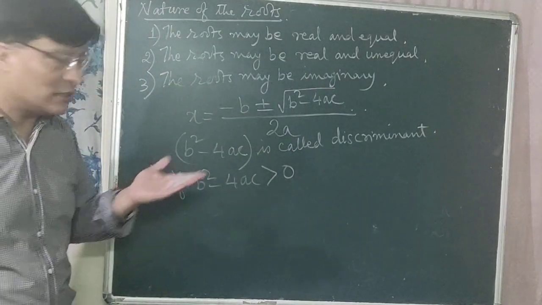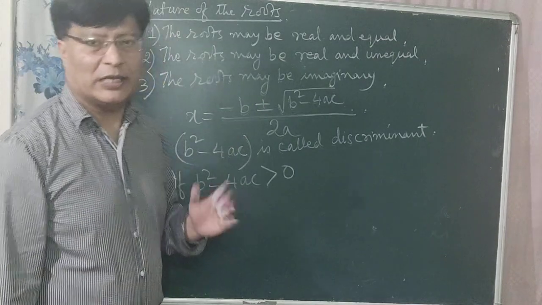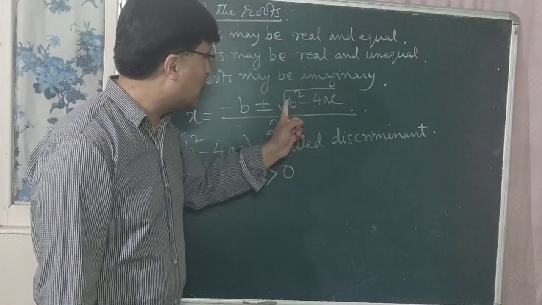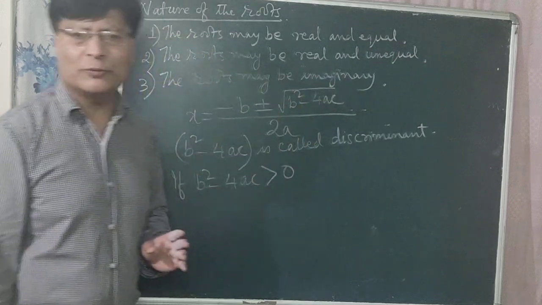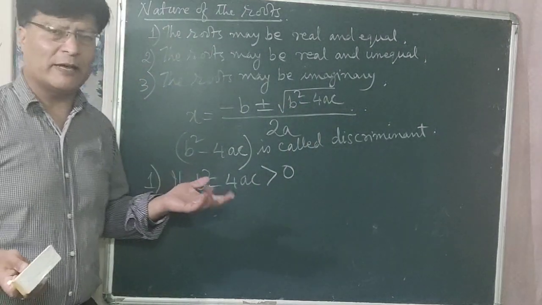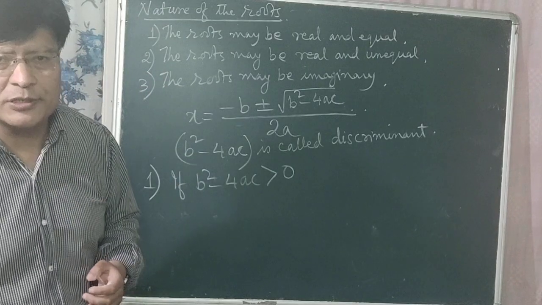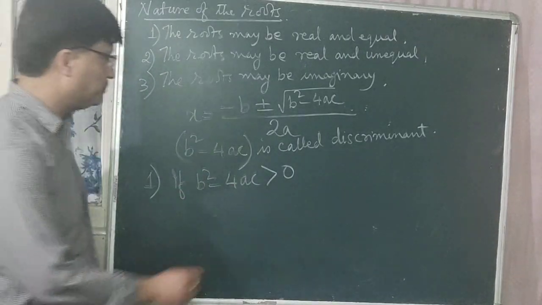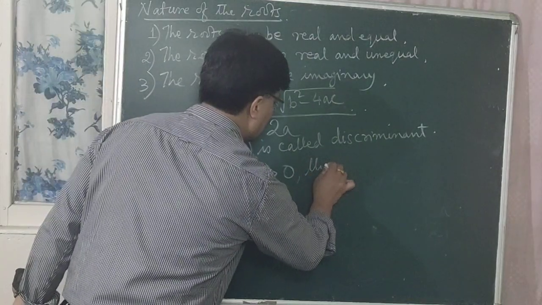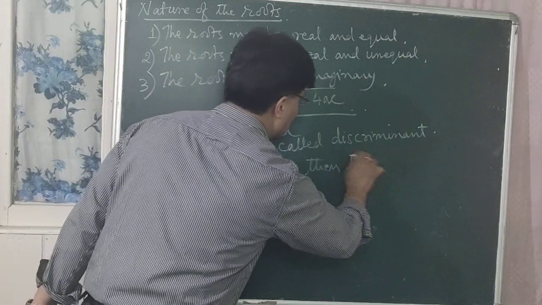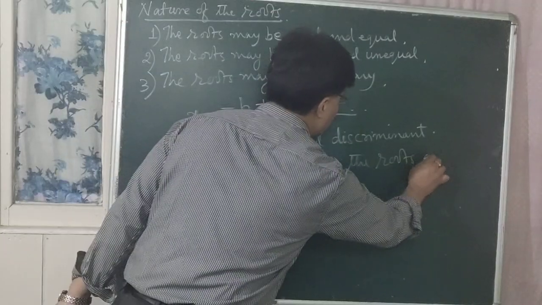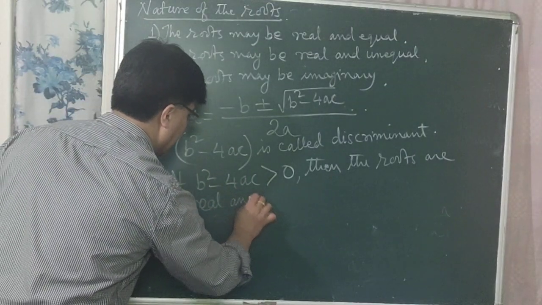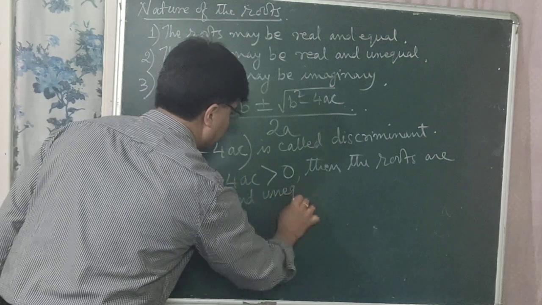Real भनेको defined हुन्छ, अनि यो के हुन्छ? Unequal पनि हुन्छ. यदि b square minus 4ac greater than 0 भयो भने स्क्वायर रुट भित्र पोजिटिभ नम्बर भयो, अनि त्यसलाई हामीले सिम्प्लिफाई गऱ्यो भने दुईटा अनइक्वल रुट्स निस्कन्छ. If b square minus 4ac is greater than 0, then the roots are real and unequal.